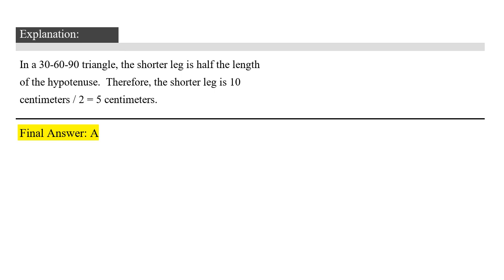Adding the two equations together, we get 2x equals 10. Dividing both sides by 2. Therefore, the shorter leg is 10 centimeters.